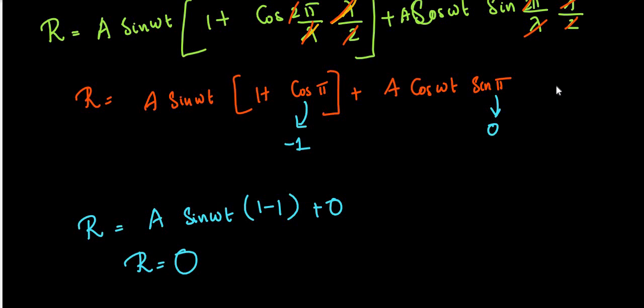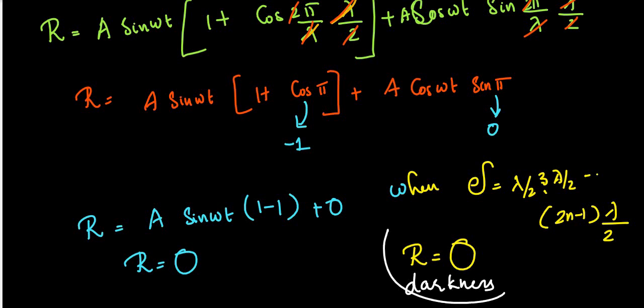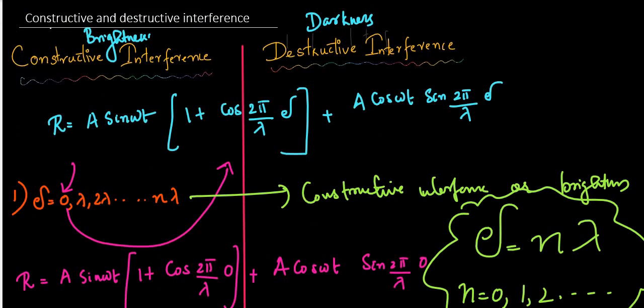Whenever delta is equal to lambda by 2, 3 lambda by 2, etc., that is, delta is equal to (2n minus 1) lambda by 2, we will be getting the resultant displacement equal to 0. This is the condition for darkness or destructive interference.